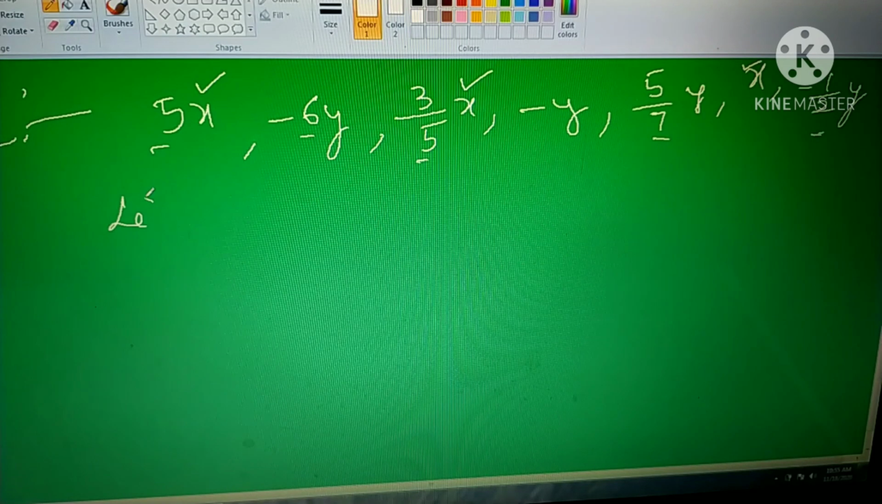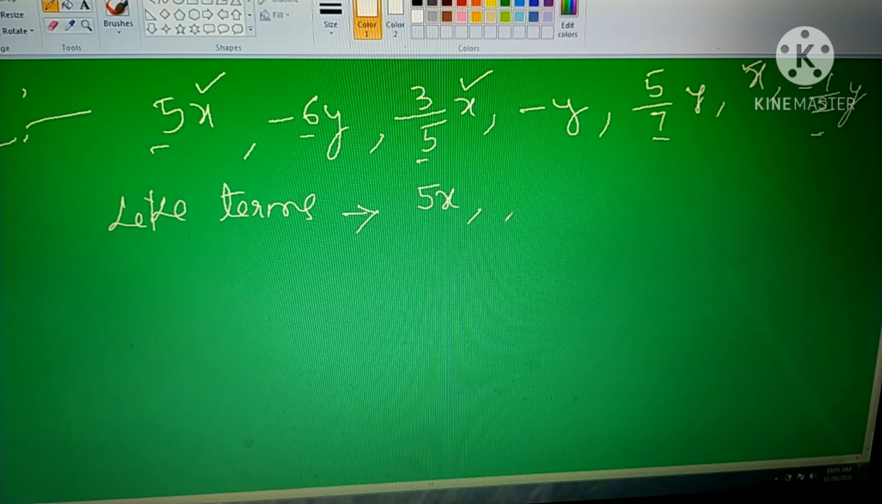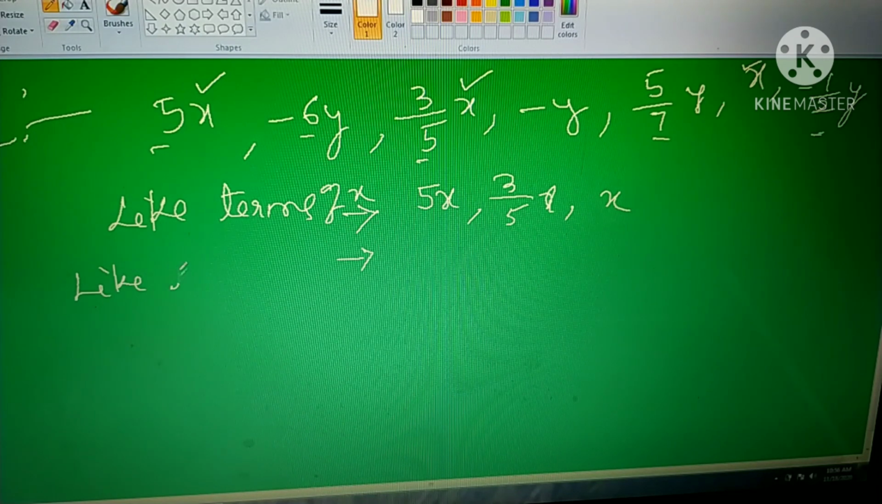So write down that one: like terms in the given expression. First I am writing like terms of x: 5x, and then 3 by 5x, and then x. These are all x terms. So these are like terms of x. Now write down like terms of y.